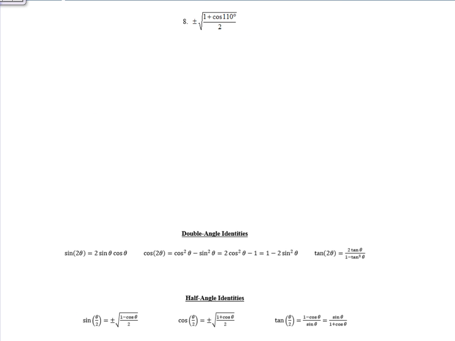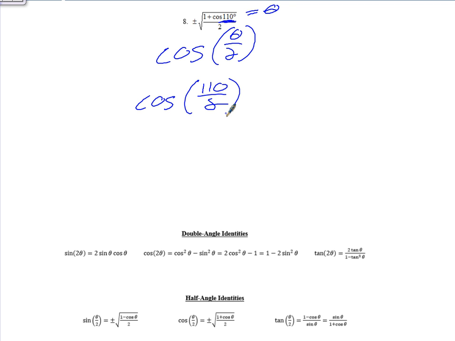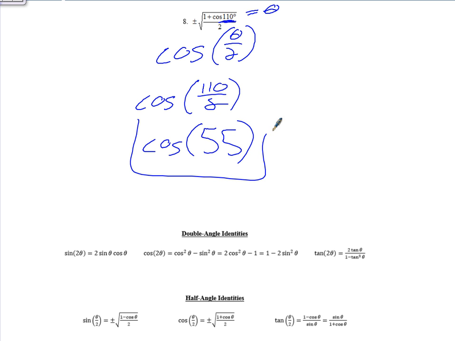And we continue. Here notice we have the plus, so this is now going to be the cosine of a half angle. Cosine of theta over 2. Here we see again theta equals 110. So we have the cosine of 110 over 2, which is the cosine of 55. And that's going to be your answer. So for the first 8, that's all you're doing.